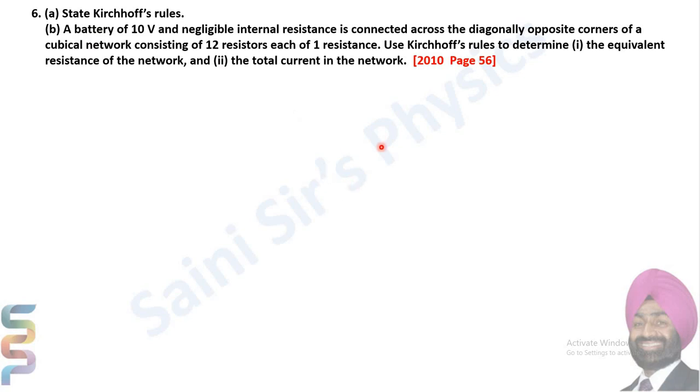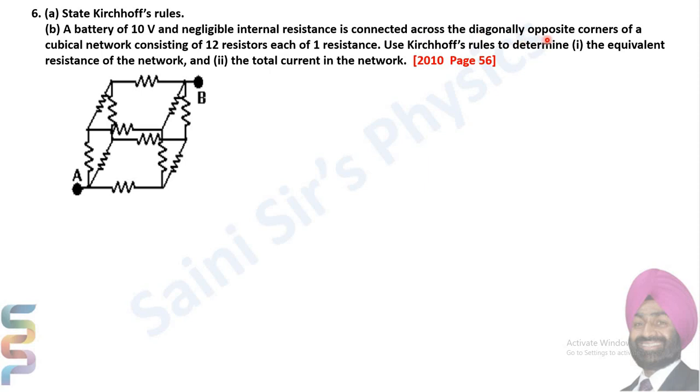Next question from 2010, your notes sent in PDF form, carry it at page number 56. First part is easy, state Kirchhoff's rules, you can manage. Second part, a battery of 10 volt and negligible internal resistance is connected diagonally to the opposite corners of a cubical network consisting of 12 resistors, each of 1 ohm. So we have to form a cubical structure using 12 resistors. Very important question both for board exam as well as JEE Main and NEET exams.